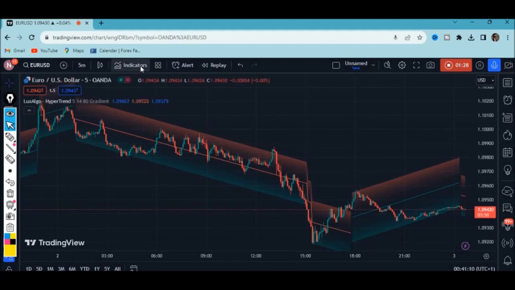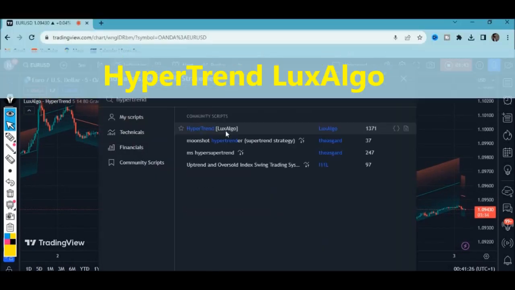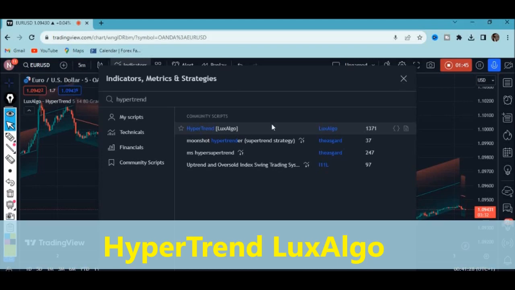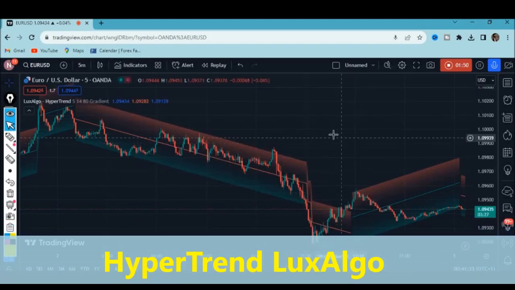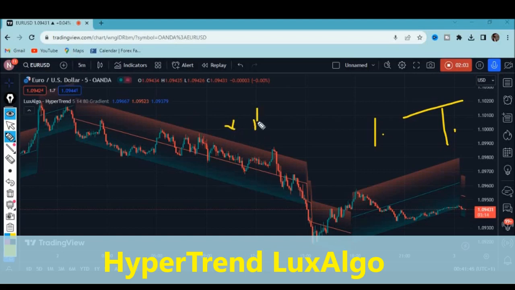Click on the indicators tab, then type HyperTrend LuxAlgo and click on it. Once you click on it, this is how it's going to appear on your chart. So guys, when you are using this indicator, number one, it shows you the trend of the market. Number two, the upper part of this indicator can work as your resistance and the lower one can work as your support level.